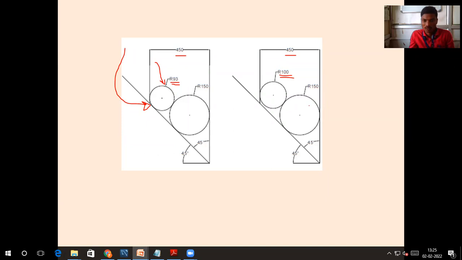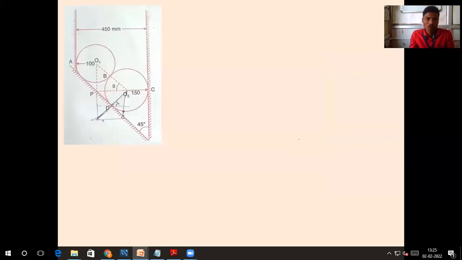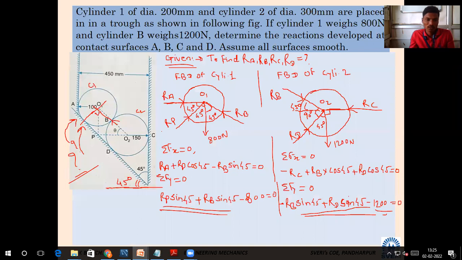A cylinder of 300 diameter and a cylinder of 200 diameter, with a 45 degree angle taken, I drew these two and they do not touch each other. That upper side cylinder is not going to touch the inclined surface, so there is no question of a reaction there. There is no question of an inclined reaction for cylinder number 1. Don't worry. So this was the problem. Here we had taken the point RP. This RP point will not come because it is not going to touch. It cannot touch at all. It will not touch.